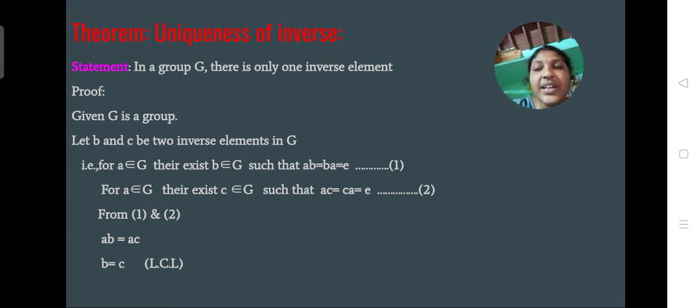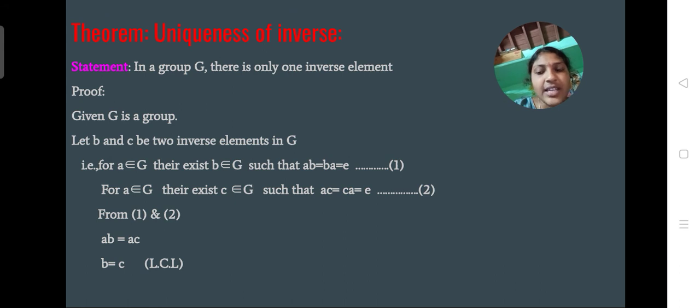For that we have to take two inverse elements of any element. So let B and C be two inverse elements. So B and C, these two are inverse elements of some element, that is A. So if we take A belongs to G, there exists B belongs to G such that A into B is equal to B into A is equal to E. Here E is the identity element and B is the inverse element of A. And next, here we consider C is also an inverse element.